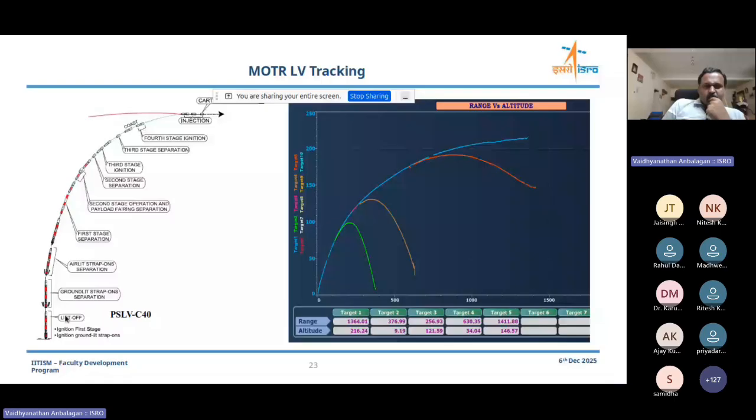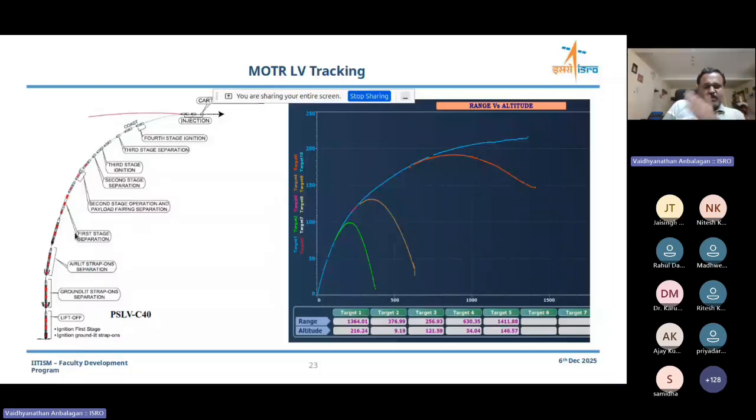Once it is lifted off, the ground-lit strap-ons fire. Lift off happens when the first stage fires up, and along with it, 4 strap-ons fire up to give additional thrust, and we call that ground-lit strap-on firing. After a few seconds, to increase the thrust, the air-lit strap-on again fires. Once these are over, the ground-lit strap-ons which fired along with the core motor stop and separate. After 20 seconds, the air-lit strap-on separates.